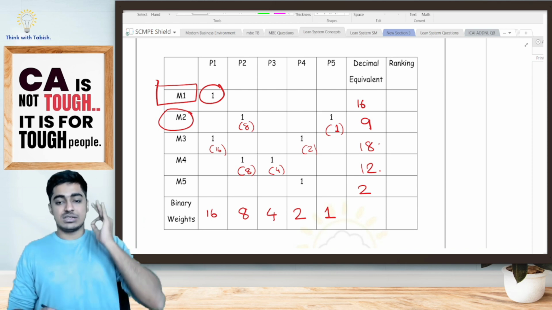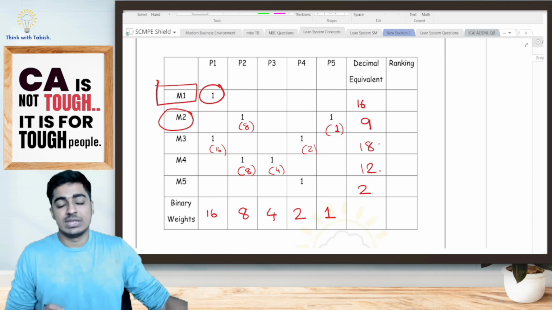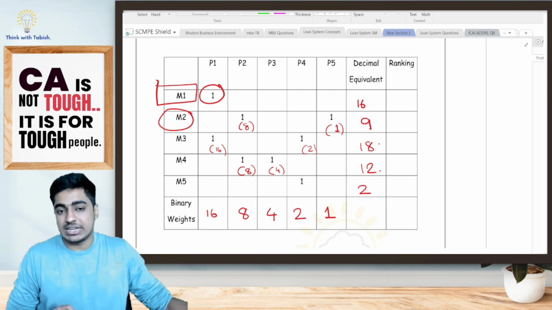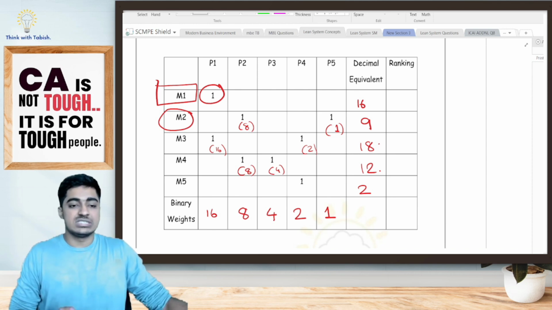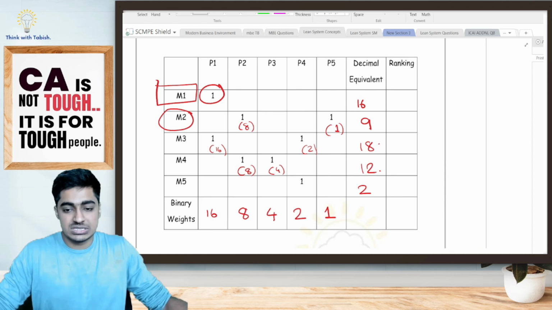Is this clear, students? Any doubts till now? I want you guys to write it down also simultaneously. So giving you 2 minutes, just write it down, students.